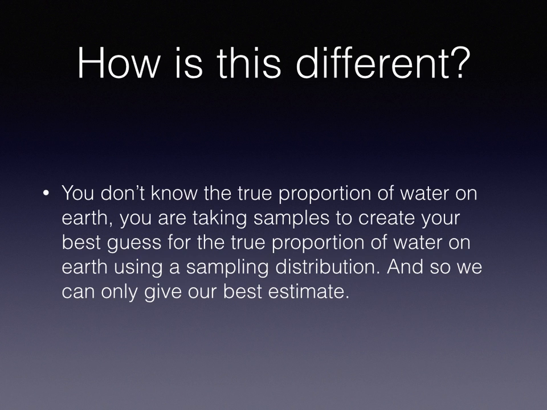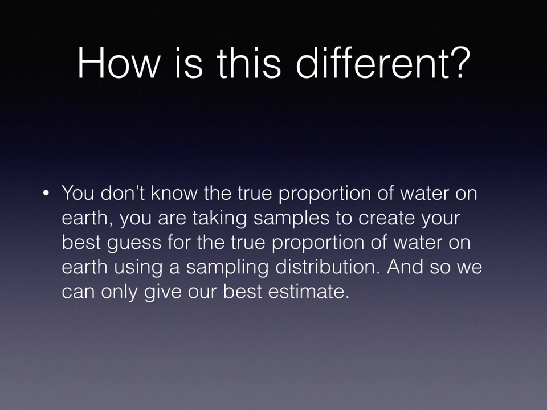So how's this different from anything we've done before? Well, we don't actually know the true proportion of water on the earth. There's no way we can go into outer space, count up all the little water molecules and all the land in the world and find out the true proportion of water. Even if you go on Wikipedia, they can't give you exactly 63% of the water covering the world. They're all just estimates.